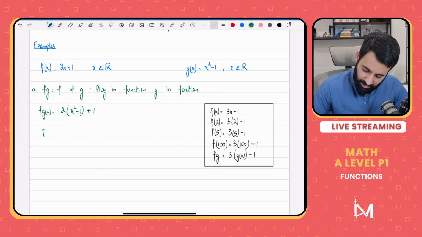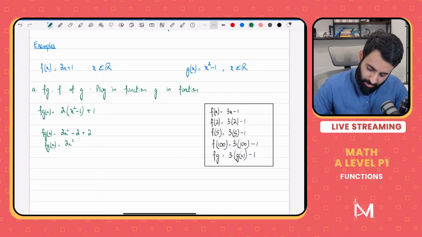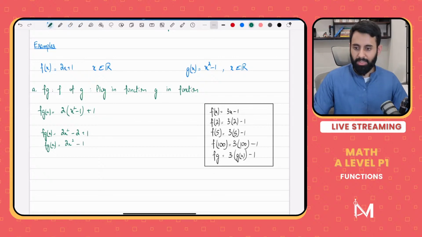So this is fg of x, which is equal to 2x squared minus 2. Make sure to read the question carefully and see how the question wants you to write down the answer. So fg of x equals 2x squared minus 2 plus 1, sorry, minus 2 plus 1. So 2x squared minus 1, that's the answer.